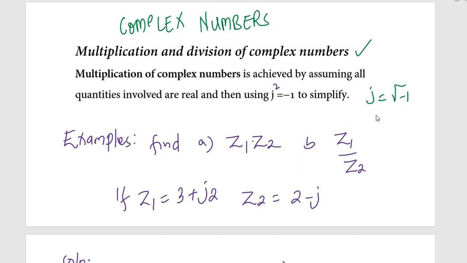So it means wherever we want to get rid of this square root, we can square both sides so that we have j squared equal to -1. So wherever we have j squared, we just substitute that quantity with -1. For example, let us find z1 z2, if z1 is equal to 3 + j2 and z2 is equal to 2 - j.